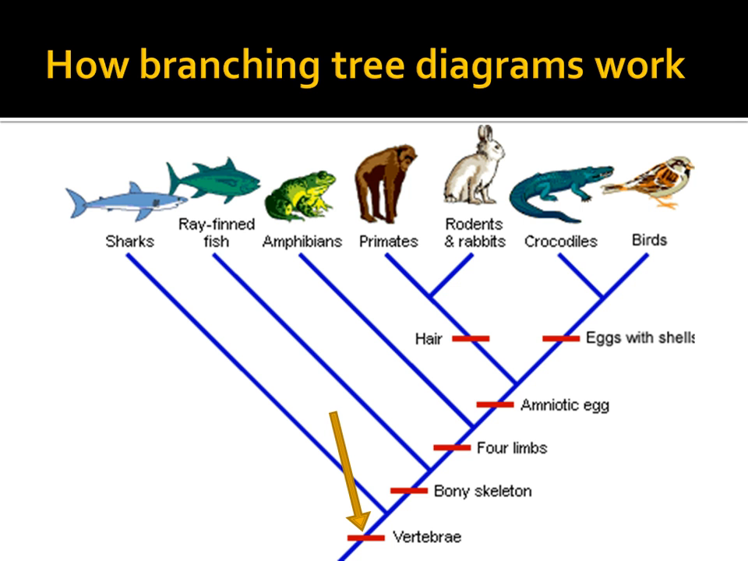So the vertebrate then moved on to the 4 limbs, and you can see between the fish and the amphibians, we went from having no limbs to all of a sudden having 4 limbs. That was one of the changes that occurred over time. We can also see that sometimes there are splits that occur, and they go off in different directions. For example, eggs with shells go off more towards crocodiles and birds, whereas hair and live birth go off towards the rodents, rabbits, and primates.